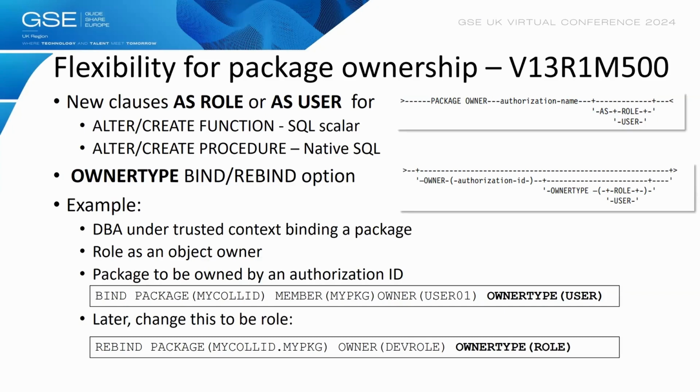And there is a short example at the end. So for example, if a DBA is binding a package under a trusted context, then role is the default owner. And you can change it later, for example, to the user ID or role. So it might be useful. Especially I spoke with some customers recently who are migrating from old user IDs, and maybe roles might be where they want to go. So this is a way how eventually you can change the ownership of packages to roles.